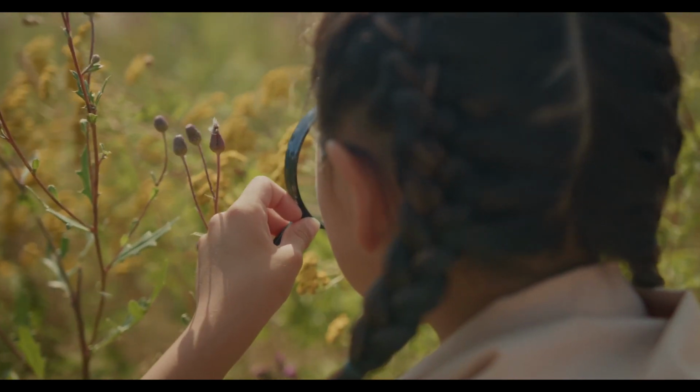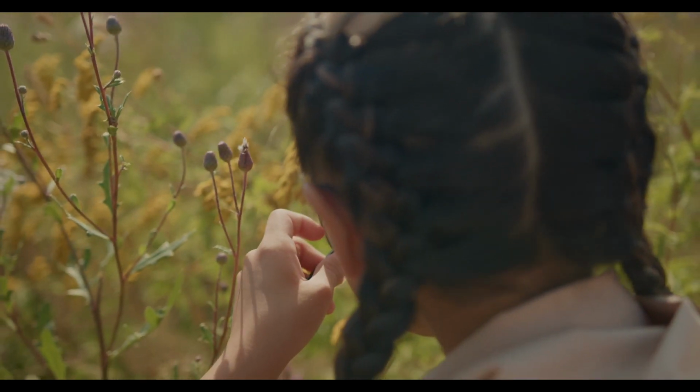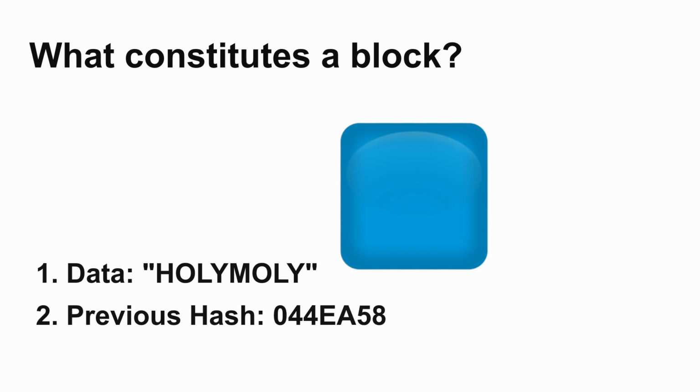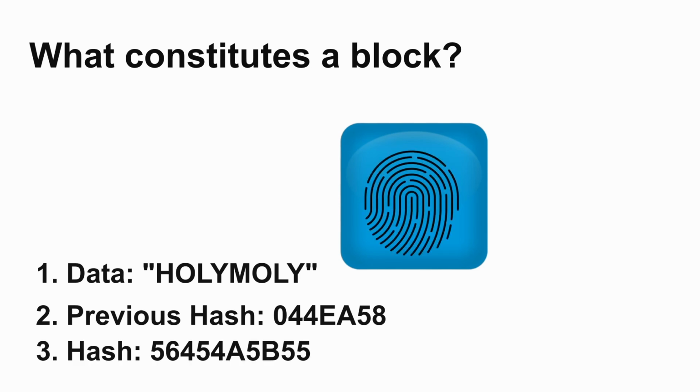So let's have a look at one of these records, or so-called blocks. What constitutes a block? Well, a block, because it is a record, contains data inside it. Suppose we have the string holy moly as data, then we have previous hash. We will get into it in a while. Next we have hash. This hash is like the fingerprint of the block that uniquely represents that block. We will learn about hash in detail in coming videos. For now, understand there are hash, previous hash, and data inside the block.